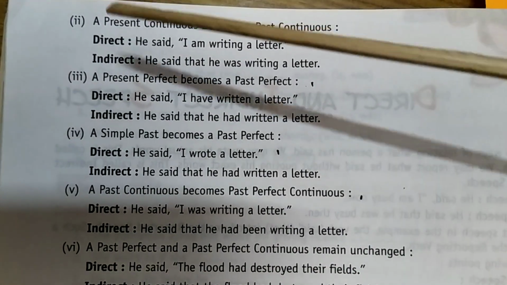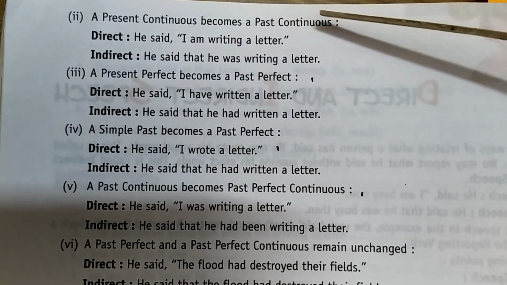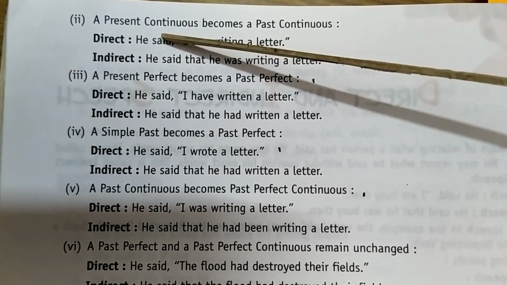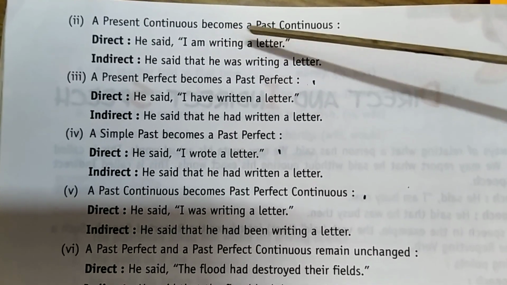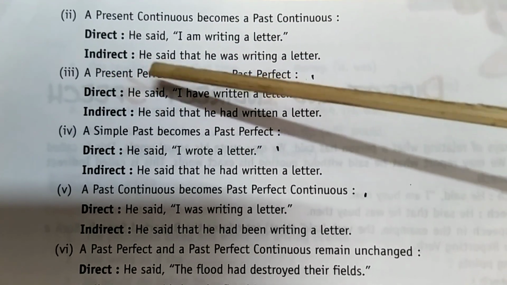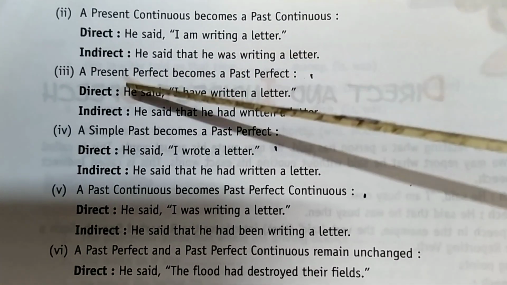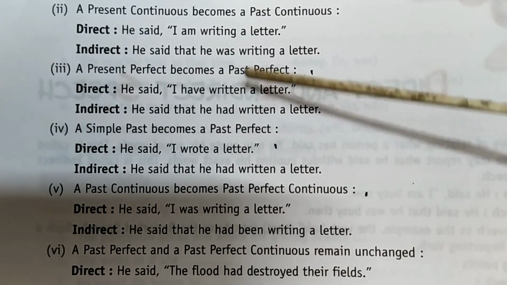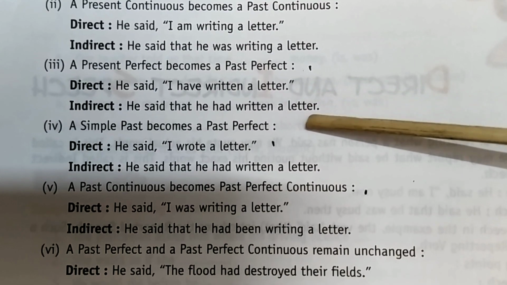Let's see. A present continuous becomes a past continuous. He said, this one is talking about past. Okay, I am writing a letter. So he was writing a letter. A present perfect becomes a past perfect. He said, I have written a letter. He said that he had written a letter. Present perfect to past perfect.